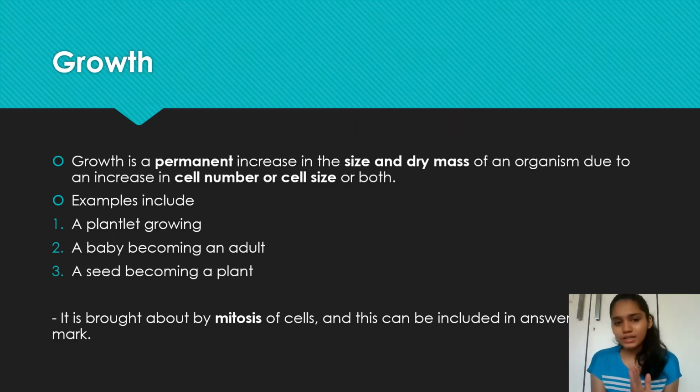Anyway, examples include a seed becoming a plant, a baby becoming an adult, and a plantlet growing. This speaks for itself as well. It's quite easy. A seed becoming a plant, very often kids get confused with this one. I'm not really sure why, but a seed becoming a plant is growth. When a seed sheds its coating and then grows due to moisture and oxygen, it grows up into a plant. That's growth. It's increasing in size, cell number, dry mass, everything. So that's growth. Okay, let's move on.